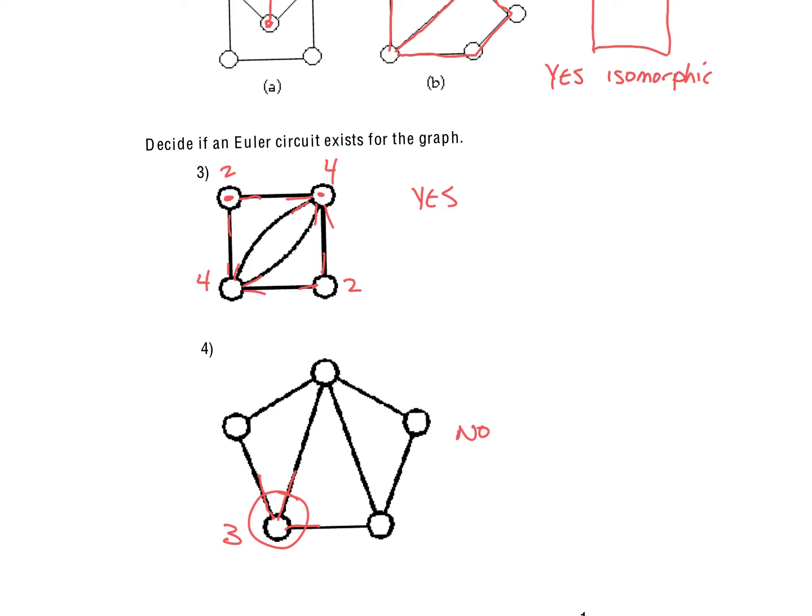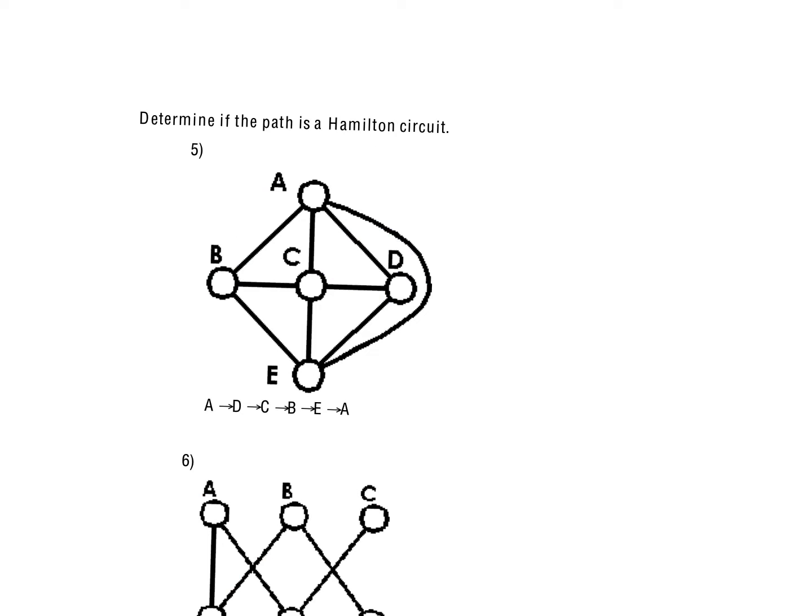Remembering that a Euler circuit would be a path that would hit each of the edges exactly once and return back to wherever it started. So there's that Euler circuit. In this problem, we're determining if the path that's given is a Hamilton circuit. A Hamilton circuit would be a circuit, so it would begin and end at the same vertex, plus it would have to hit each vertex exactly once, compared to a Euler circuit that hits every edge exactly once. So let's try this.